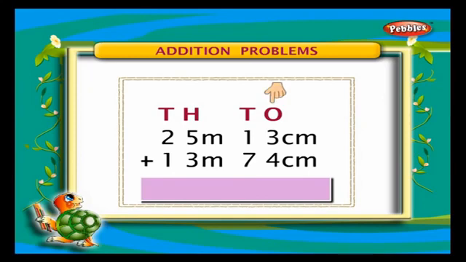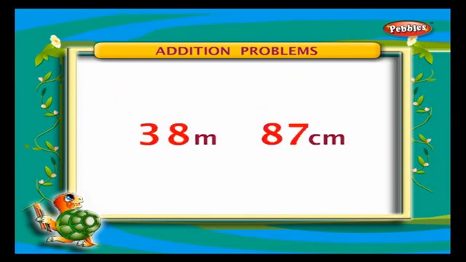Add ones first. We get 7. Add tens. We get 8. Add hundreds. We get 8. And thousands. We get 3. The total length of both the ropes is 38 meters and 87 centimeters.